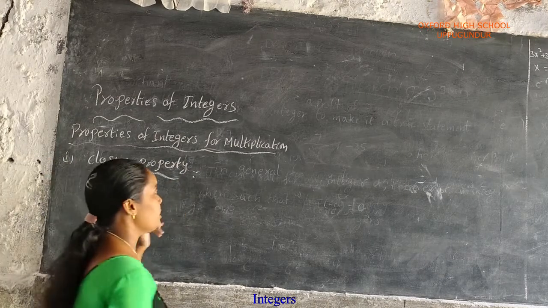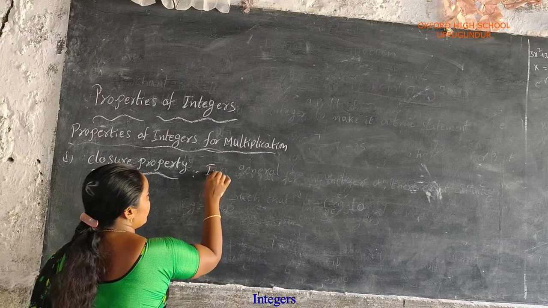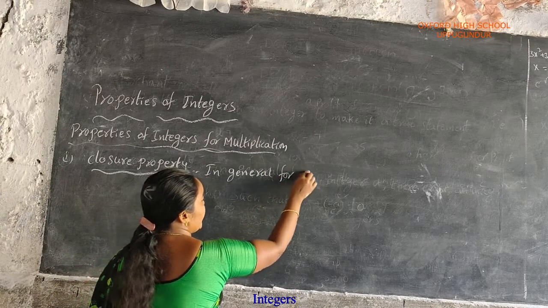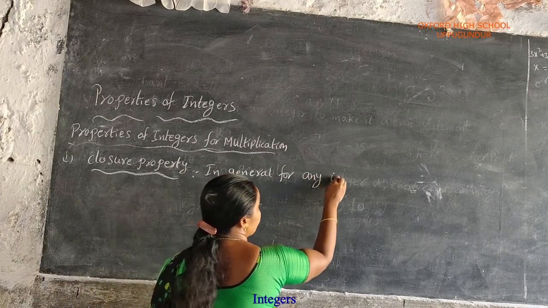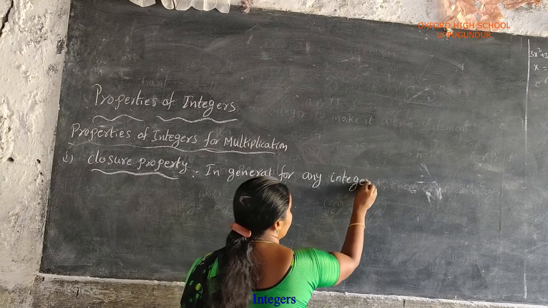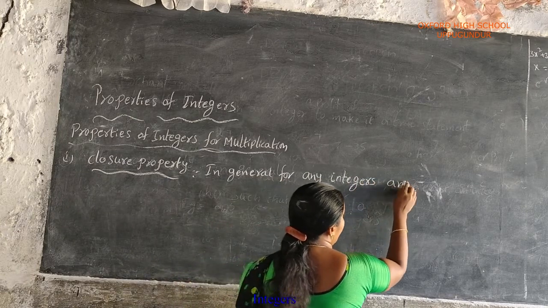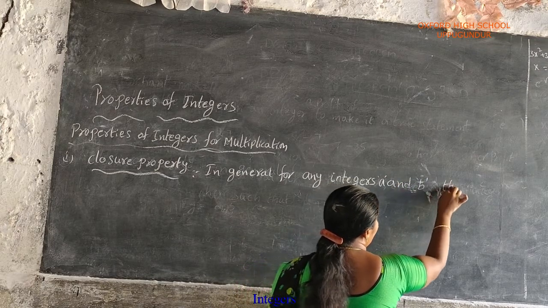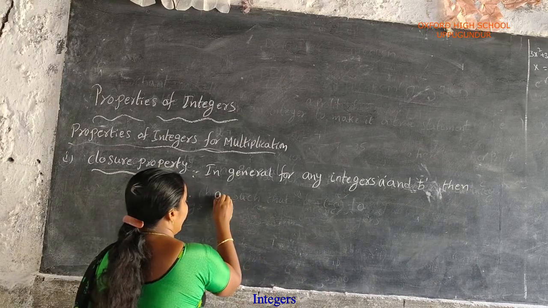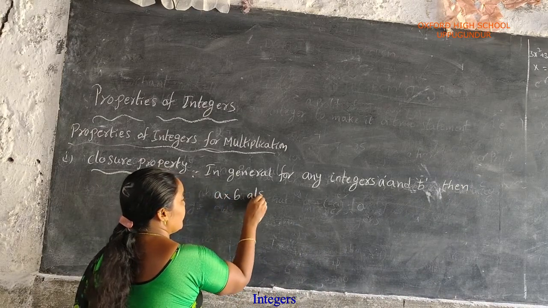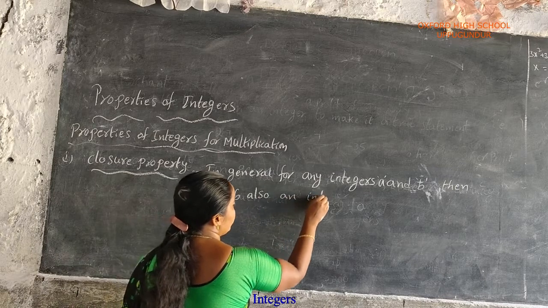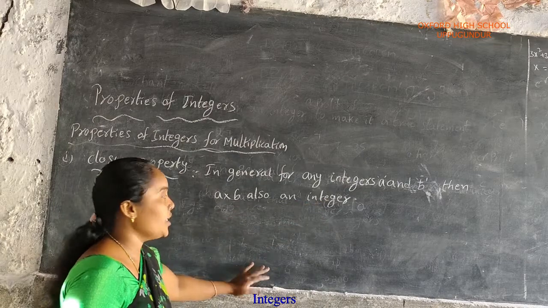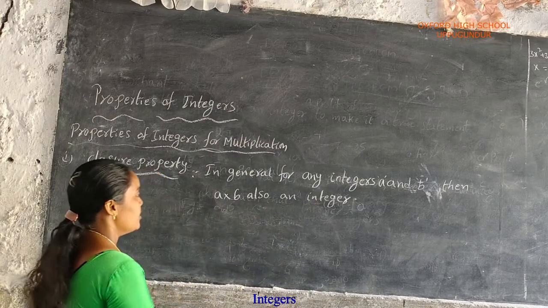In general, for any integers a and b, a into b is also an integer.